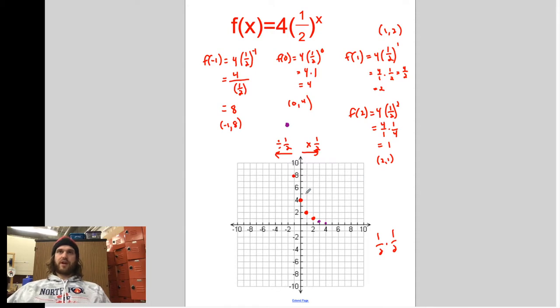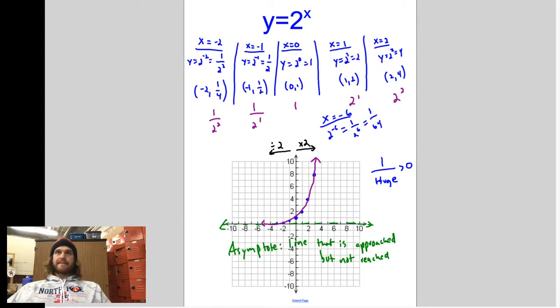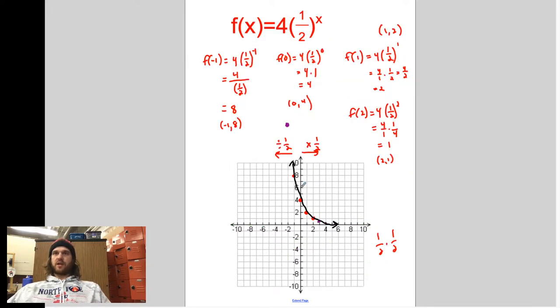Now this looks fairly different from the one that we had before. So this one is coming down this way. It still has an asymptote at x equals 0. But it's different because as we're going to the right, it's coming down. This one is going up. It's getting really, really large as you go to the right. This one is coming down and getting really, really close to 0, really, really small.